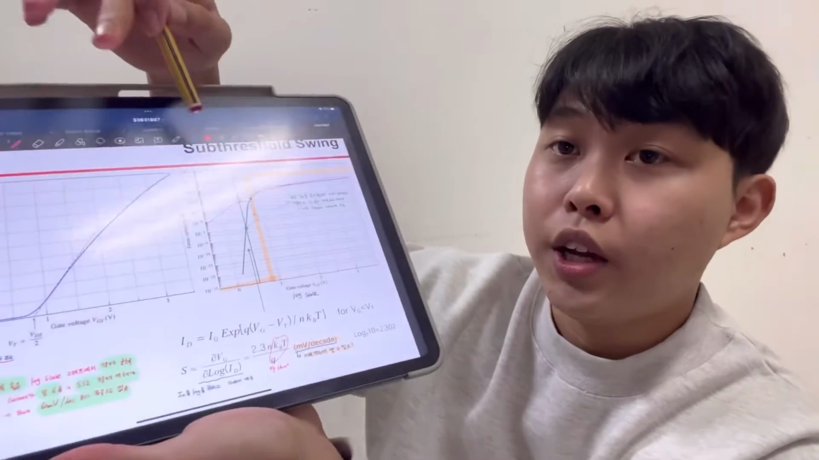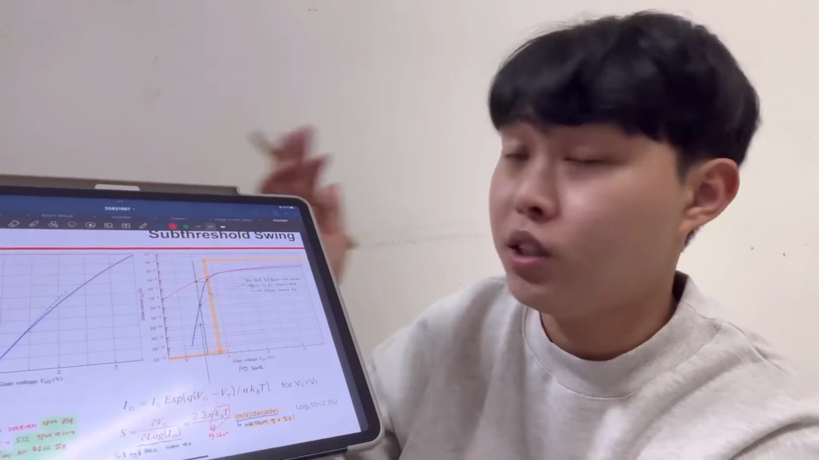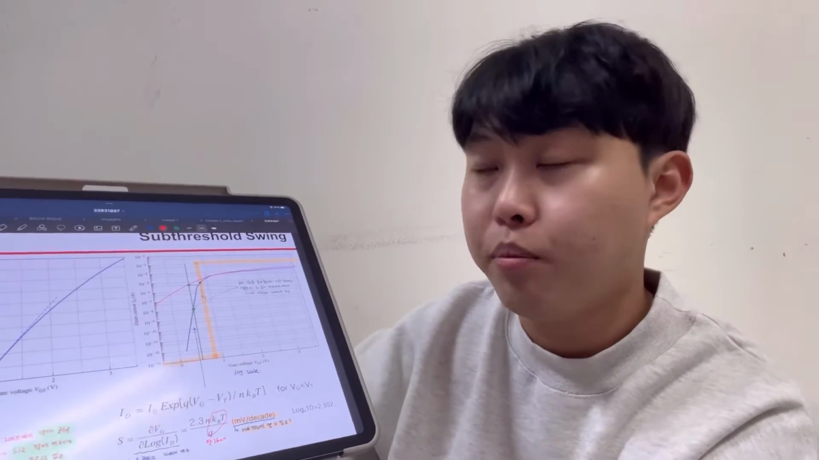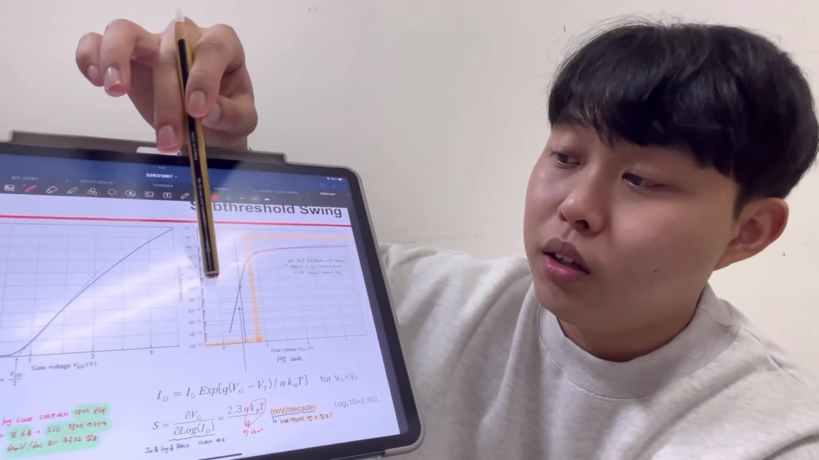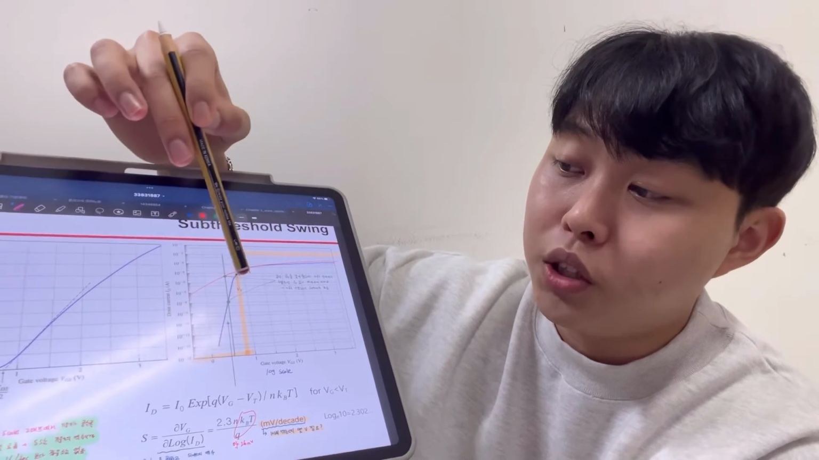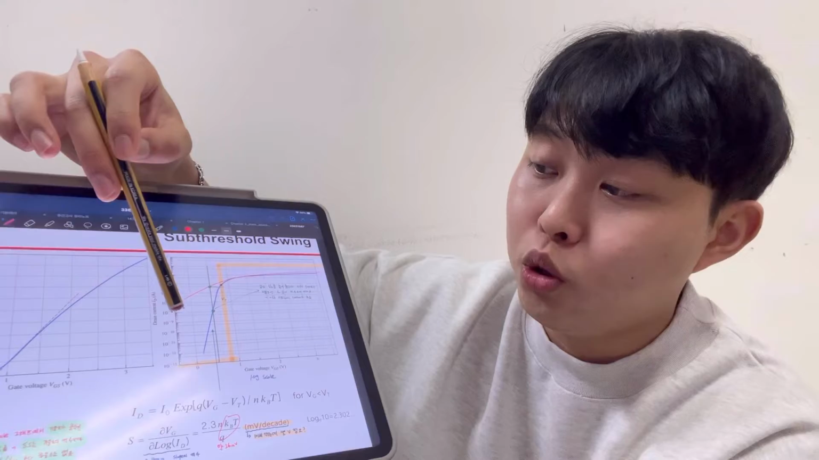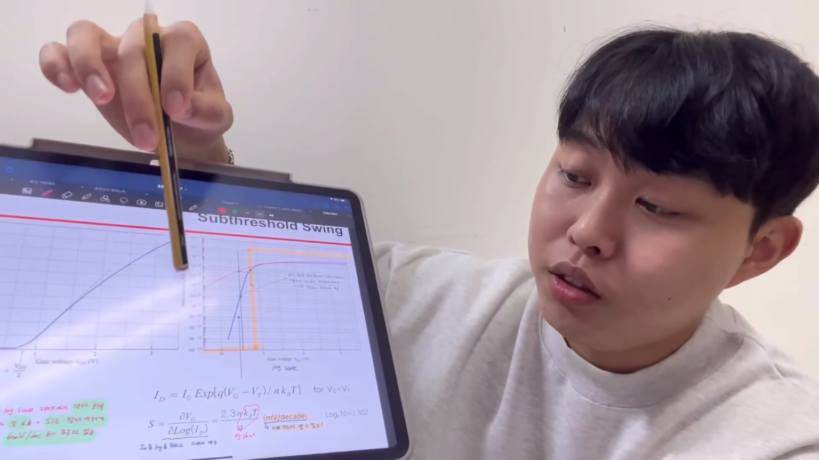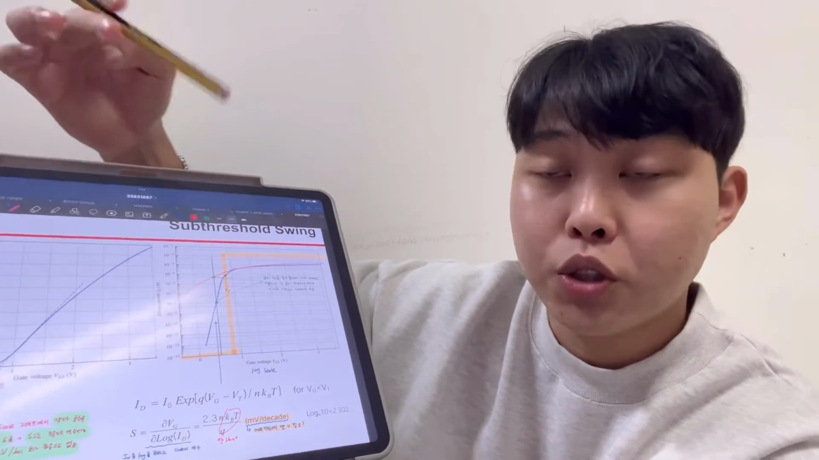Some devices can have very poor subthreshold swing. If this is a very poor device, it can look like this red line. Under the threshold voltage, which we call subthreshold, there will be some leakage current, as you can see here. So this is a very bad device. So we are trying to make the swing value very low to make a good device.